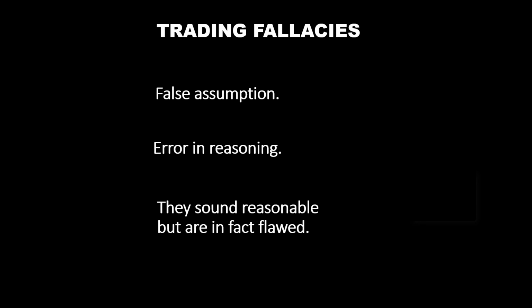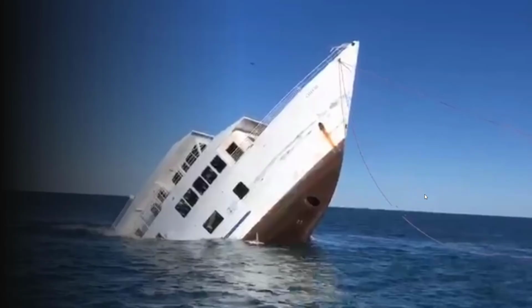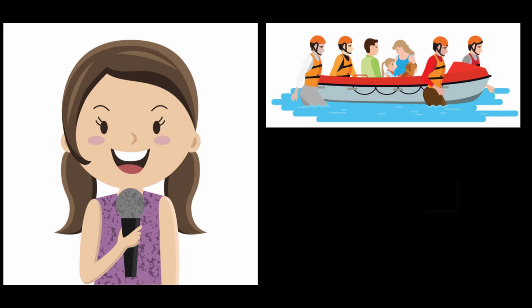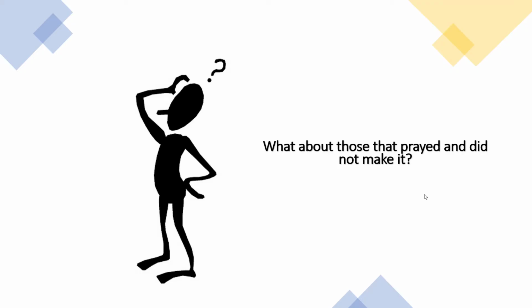Trading fallacies are false assumptions. They sound reasonable but are in fact flawed. I'm going to give you an example. Let's say there is a boat and the boat has 100 people inside. Unfortunately, the boat sinks and only 20 of them survive. A reporter, a very cute one as you can see, finds those 20 survivors and asks them, what did you do to survive? All of them answer different things, but they have one trait in common. They all prayed. Therefore, this journalist writes a paper and says, those that prayed were saved by God. Nevertheless, you ask yourself, what about those that prayed and did not make it?